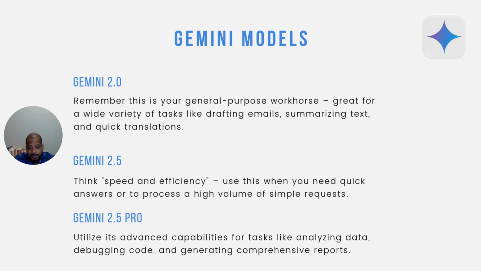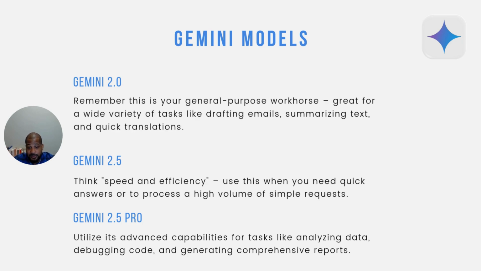Now, available to you, you have Gemini 2.0, which is usually set as the default when you're inside of Gemini. This is your general purpose workhorse. So it's great for a wide variety of tasks like drafting emails, maybe summarizing text messages, or even if you wanted to translate a sentence from English to Spanish, you can do so here very quickly.